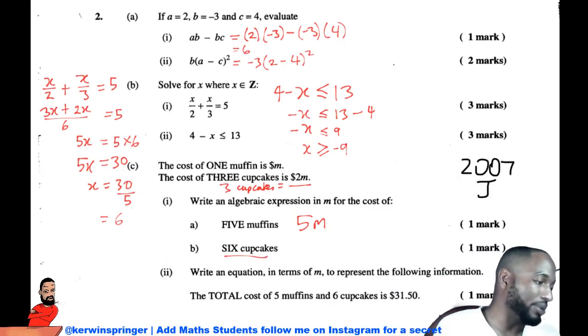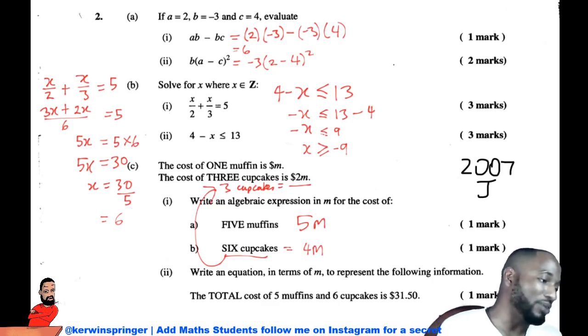So what about six cupcakes? Six is actually twice three. So this will be equal to 4M. So don't go and put any other weird thing like try and multiply 6 by this. Because remember, it was actually 3 cupcakes is 2M. So the answer is 4M.